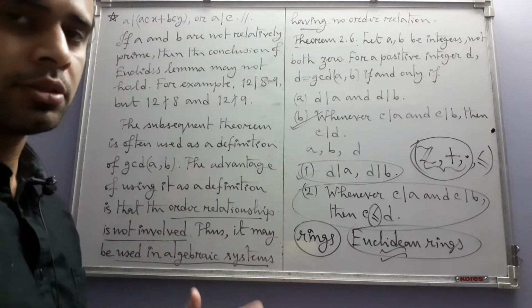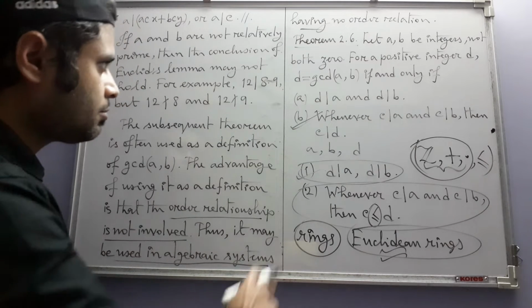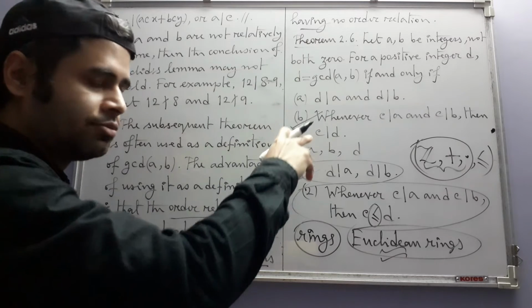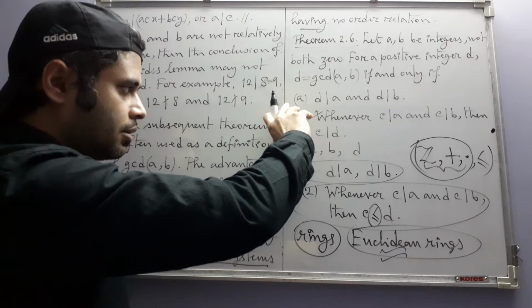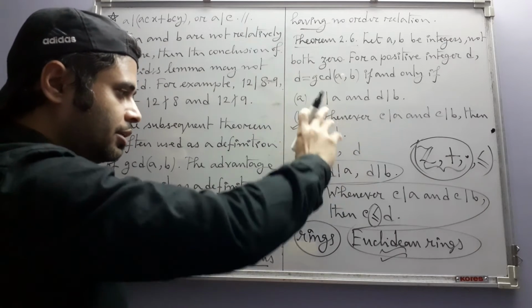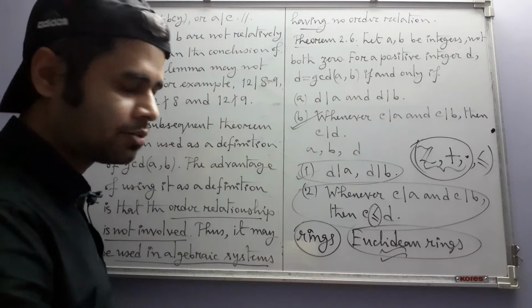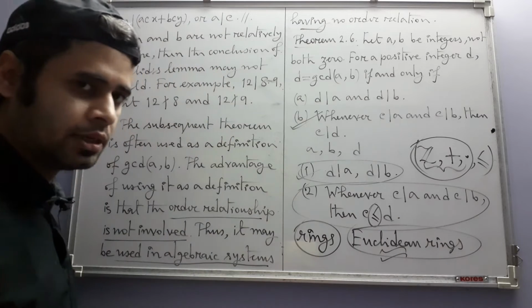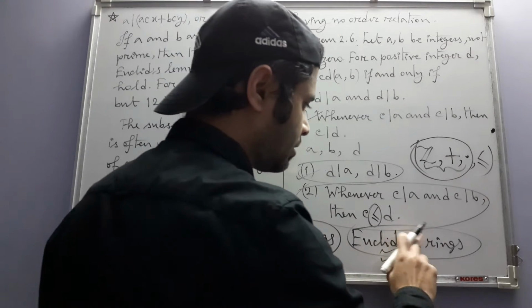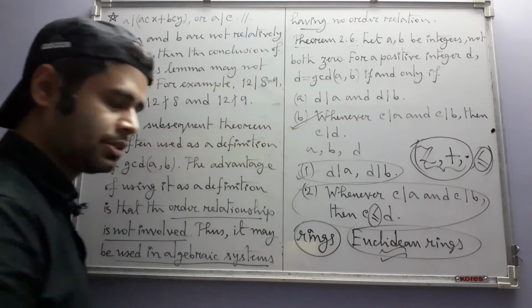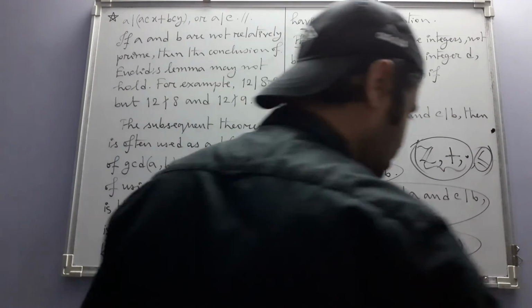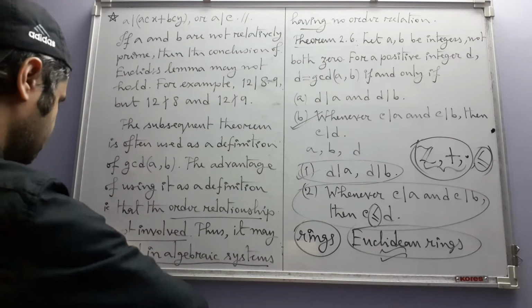So that's what the author is saying here. That's why this alternative definition is important, and it allows us to define a similar concept of GCD for Euclidean rings, in spite of the fact that many Euclidean rings may not have any notion of less than or equal to. Let us now prove this.